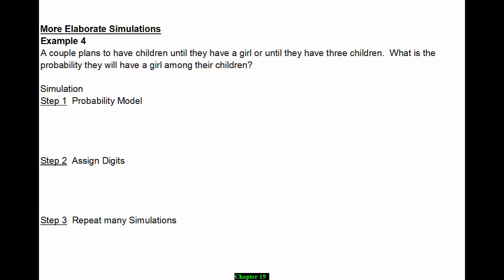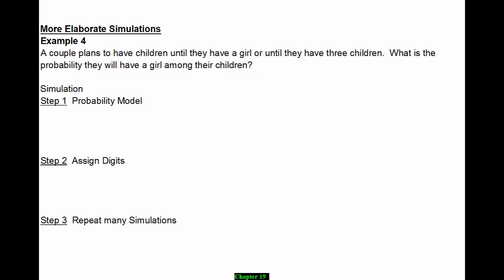So now we can do some examples with some more elaborate simulations. Suppose a couple plans to have children until they have a girl or until they have 3 children. What is the probability they will have a girl among their children? So at first this might seem like a little bit more of a difficult probability to compute, but no worries, we can use simulation to try to estimate it.